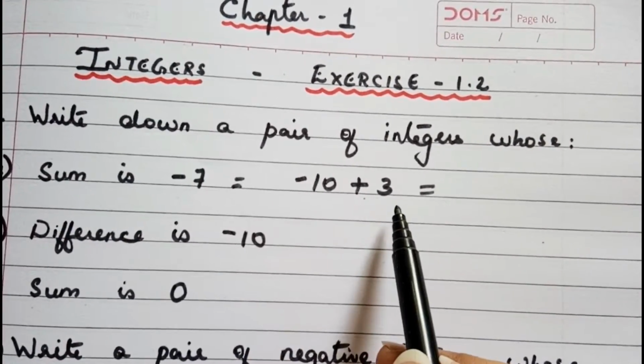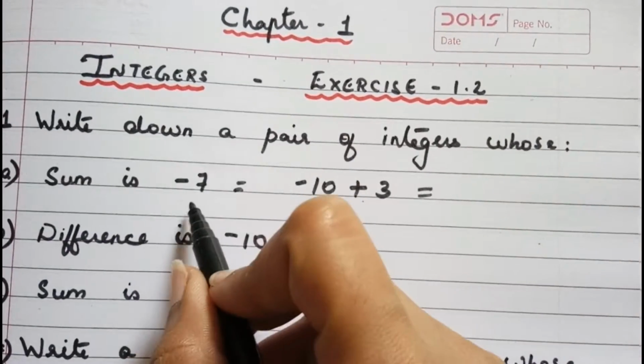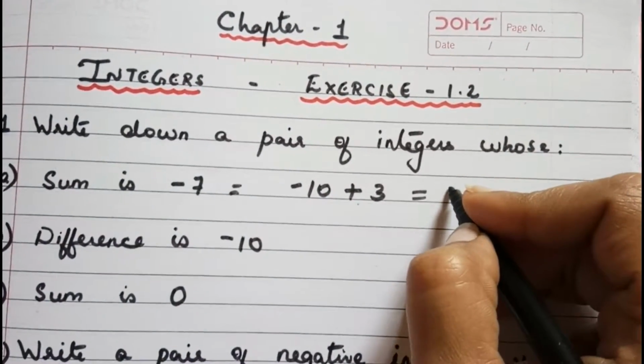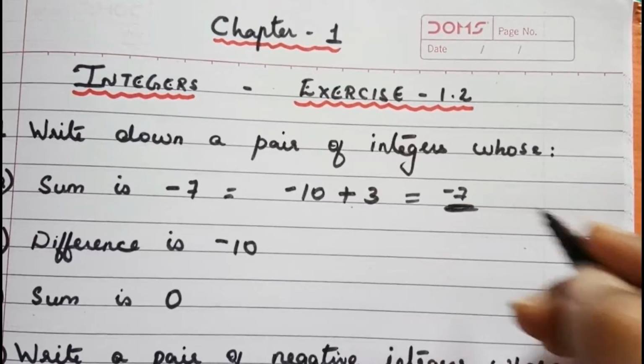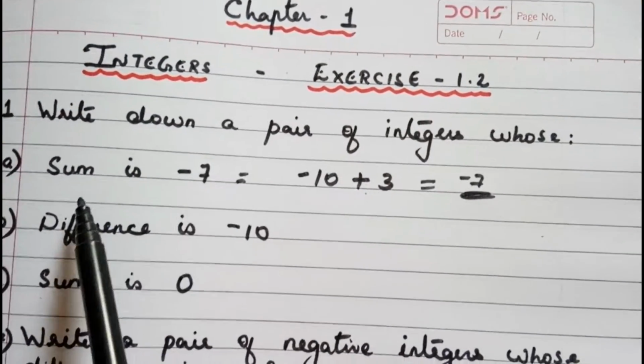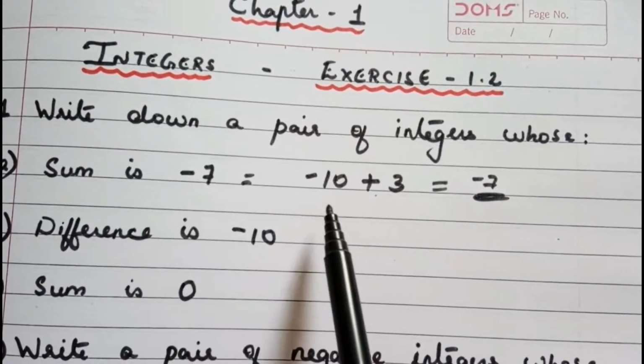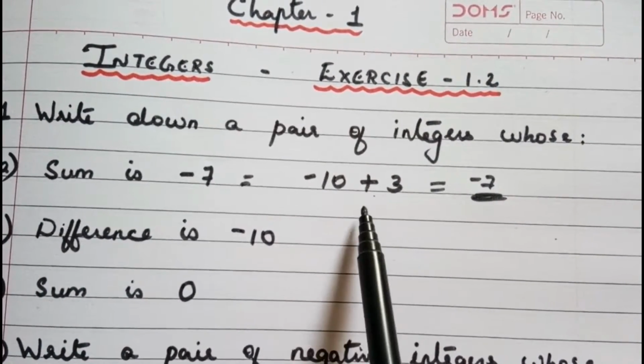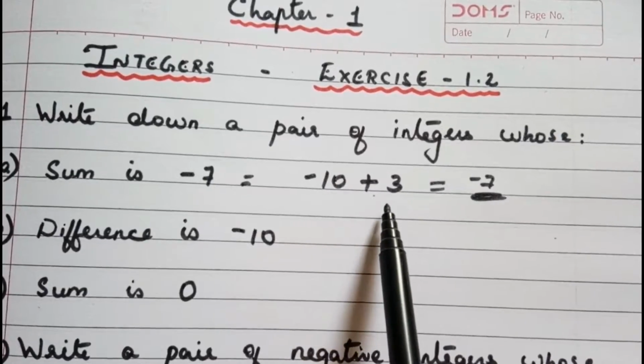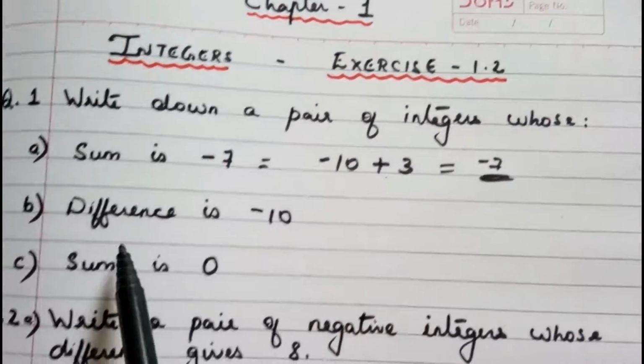We need to find the difference between them. So what is the answer we are getting here? It is minus 7. Correct? So what is the answer for this question? Write down a pair of integers whose sum is minus 7. Answer is minus 10 plus 3. Clear? Now let's move to the next question.